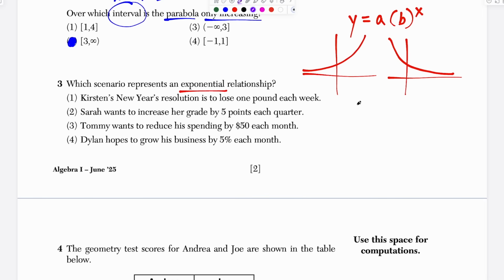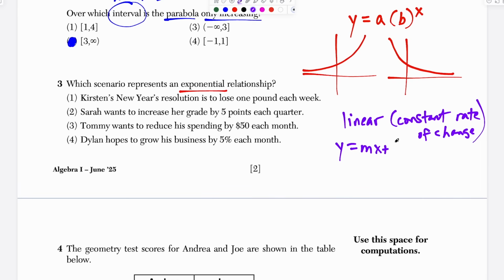Now, with these types of questions, what they usually do is they throw in something linear in the answer choices. So a linear function has a constant rate of change. When we're thinking about the actual equation, that would be something in the form of y equals mx plus b. And the graph is either a line going up or a line going down. Usually, we can have vertical and horizontal lines, but these are the ones for real world scenarios that we're most likely looking at for a lot of the cases.